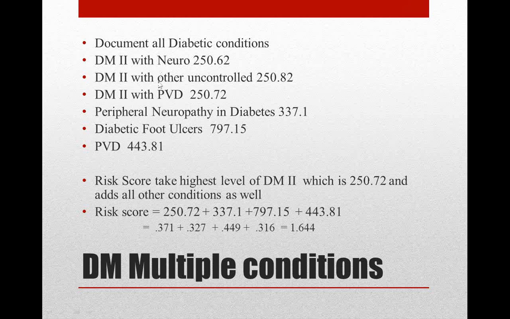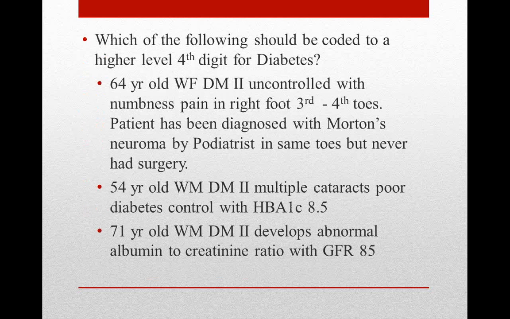But now, because you've coded each one of these with their manifestation, they're going to add each one of the manifestations in too. So you're going to get the diabetes, you're going to get the manifestation of the peripheral neuropathy, the foot ulcer, and the peripheral vascular disease, 443.81. And as you can see, your risk factor now goes up to 1.644.